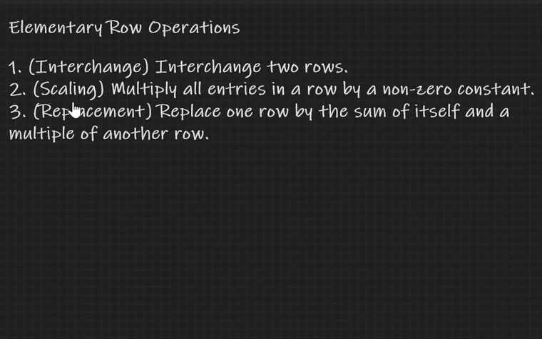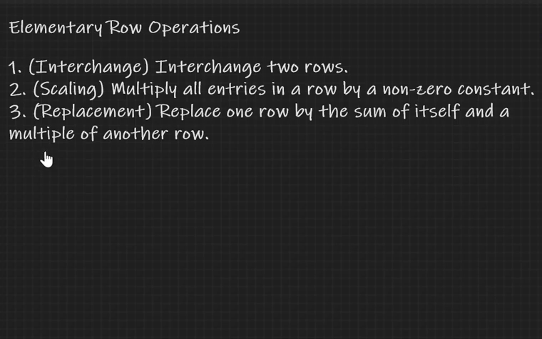We can multiply all entries in a row by a non-zero constant, and that is known as the scaling elementary row operation. So we can take any non-zero constant and multiply it with all the entries in a row in the given matrix. We can replace one row by the sum of itself and a multiple of another row.